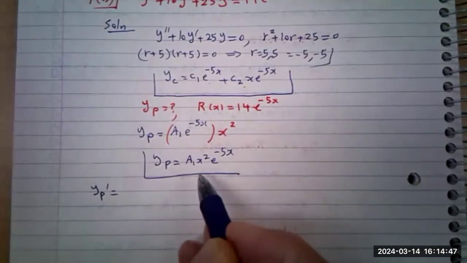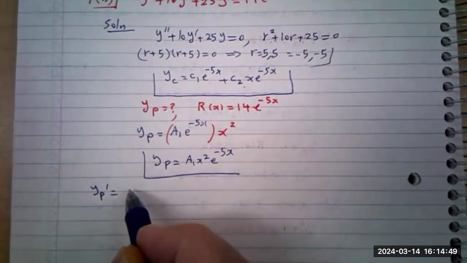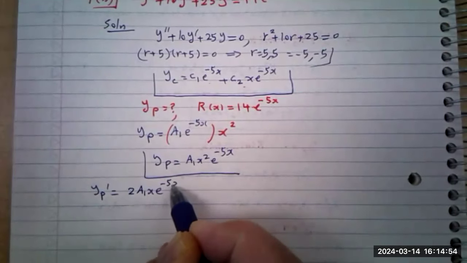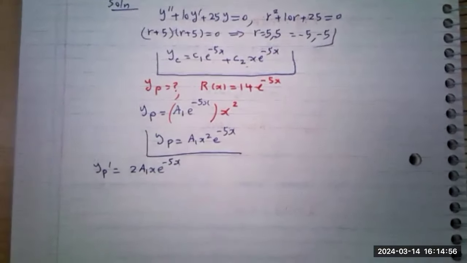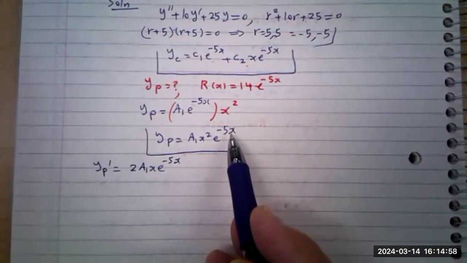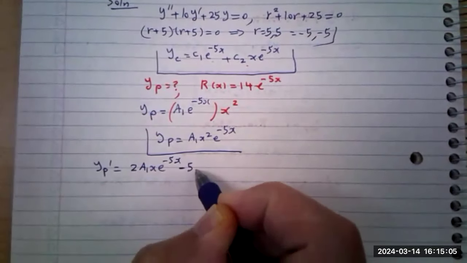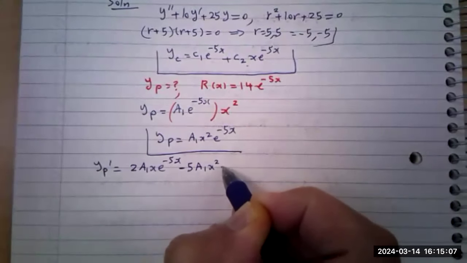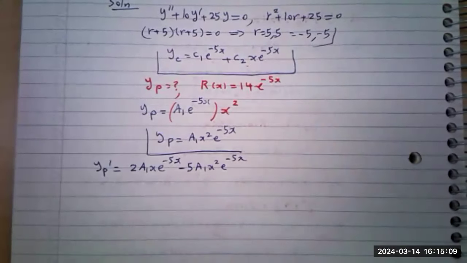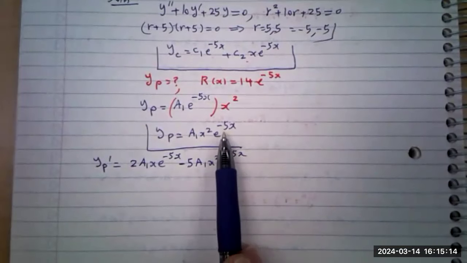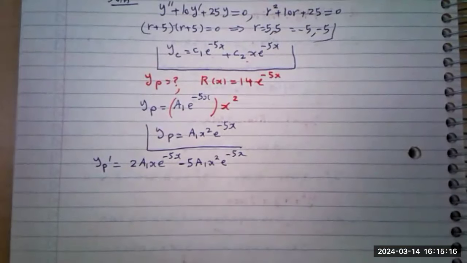y prime uses the product rule: derivative of the first times the second, 2a1 x e to the negative 5x, plus the first times the derivative of the second. The exponential function never changes; you have to multiply by u prime, which is negative 5, times the first one. So minus 5a1 x squared e to the negative 5x. Okay, any question? So this is going to be yp prime.